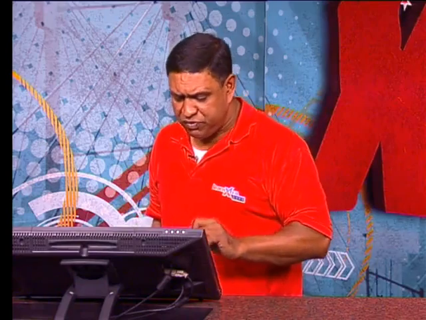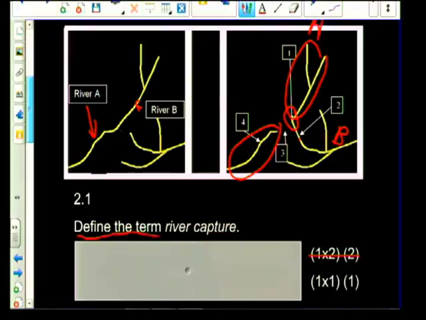Now let's look at this. Define the term river capture. Again, a definition in the past, 2 marks. Now it is 1 mark. Okay, a difference. All right, let's look at the answer.